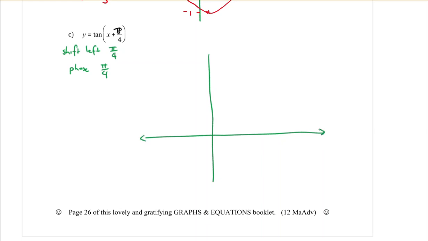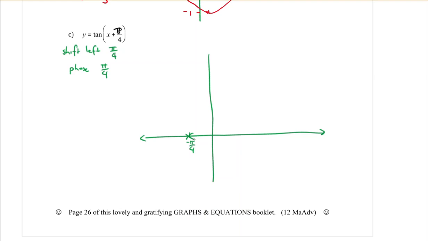My original tan graph goes through the origin. I need to move it pi over 4 to the left, so it's going to go through minus pi over 4. What should our graph scale be? Just give yourself some space, it's tan, so it's going to be in the middle. Where are my asymptotes going to be? Normally my asymptotes are at pi over 2 and minus pi over 2, so from each of those, subtract pi over 4.